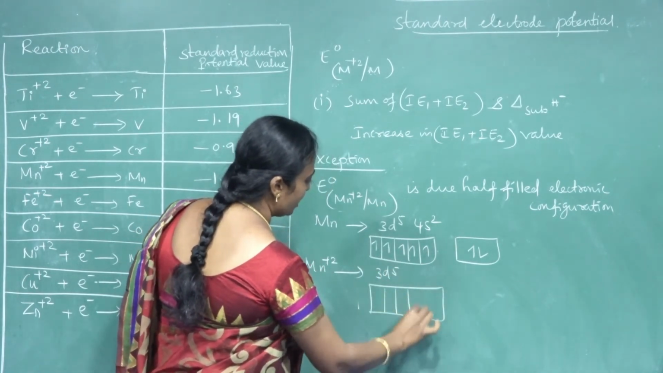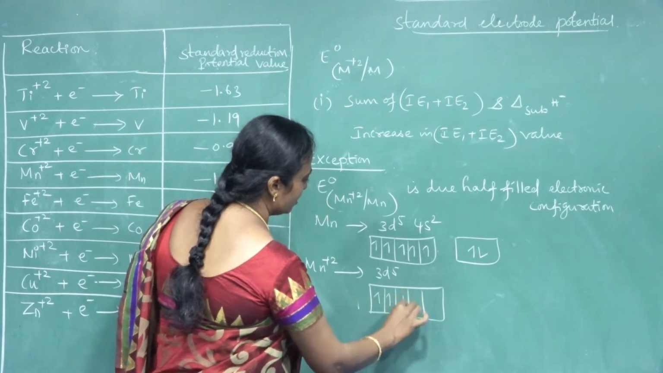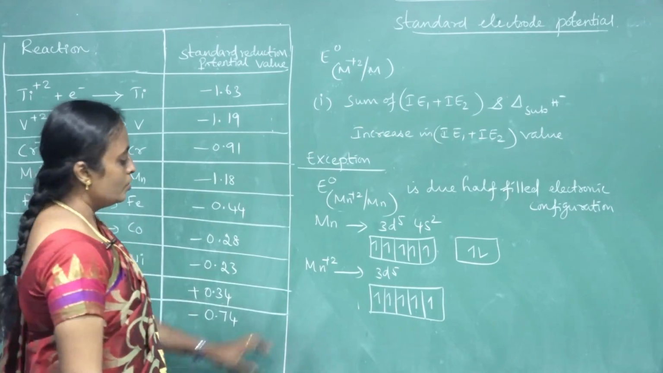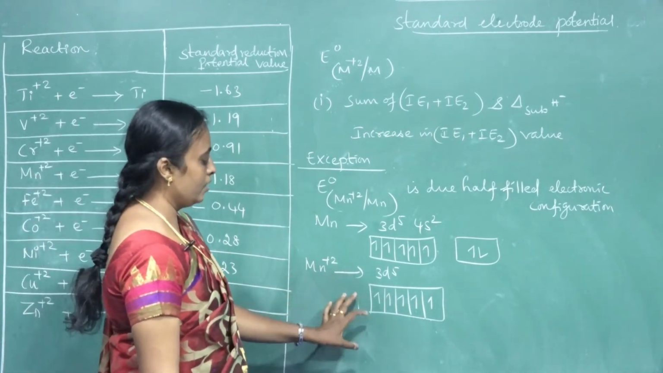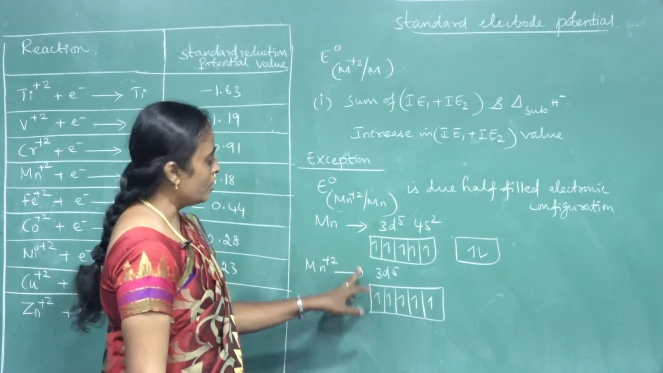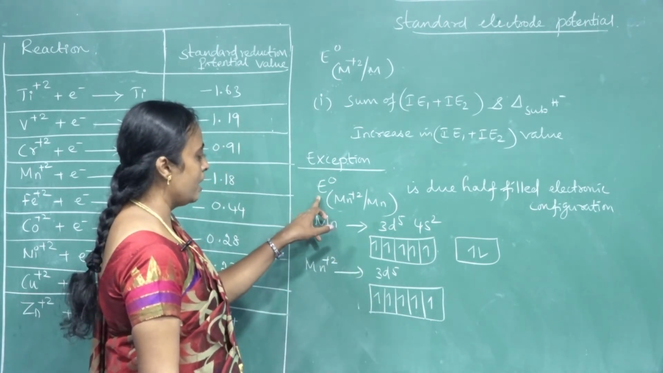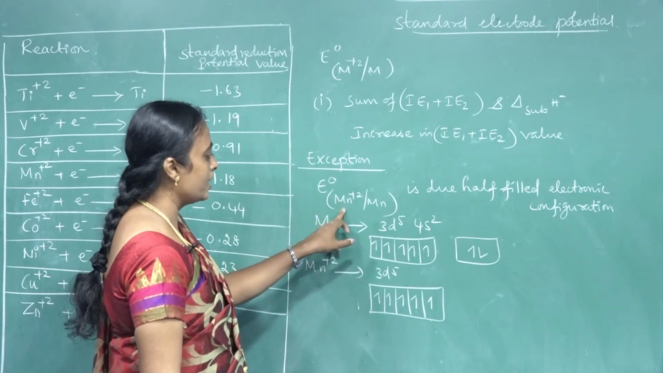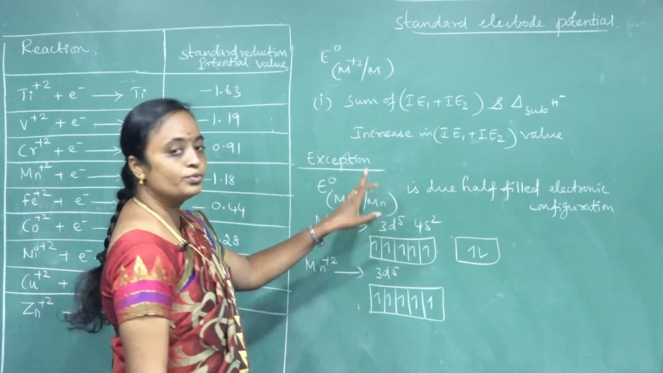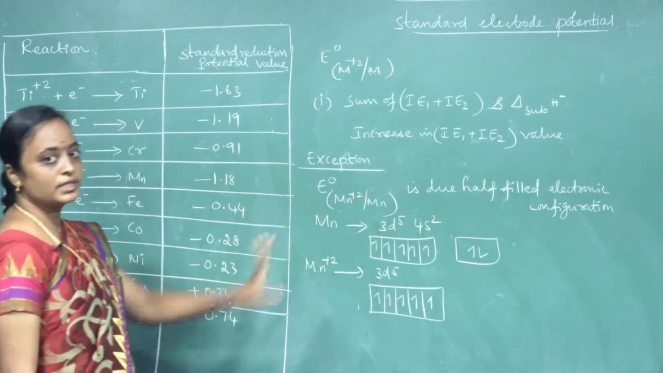So we should take only 5 electrons in the d orbital. Due to the presence of 5 electrons, or half-filled d orbital, the standard electrode potential of manganese ion to manganese is very high. That is, the negative value is high.